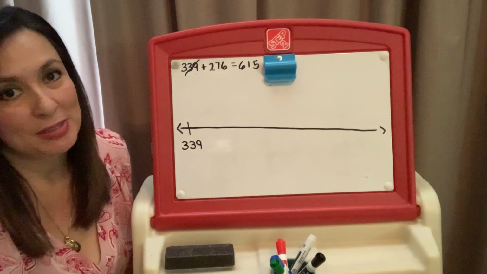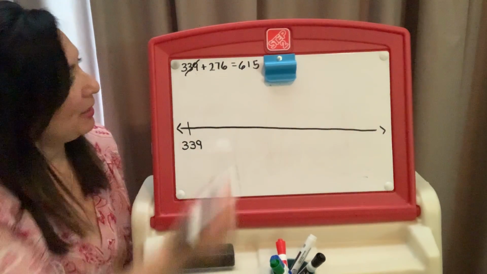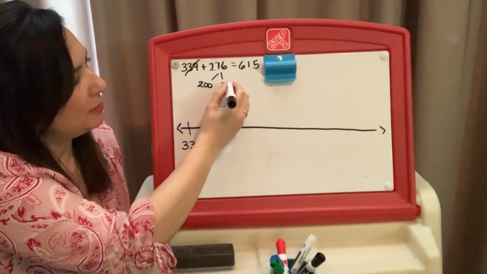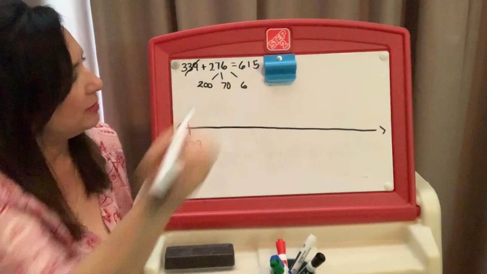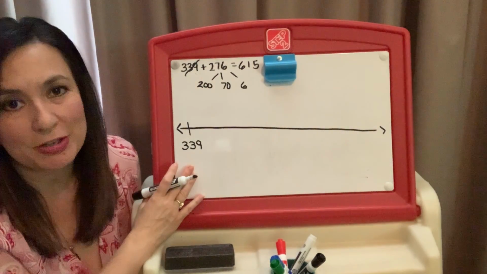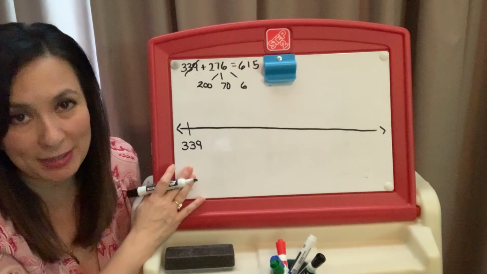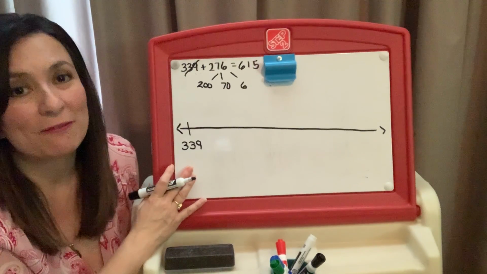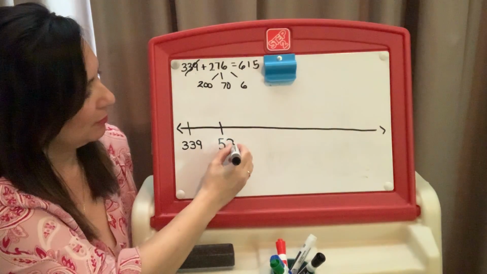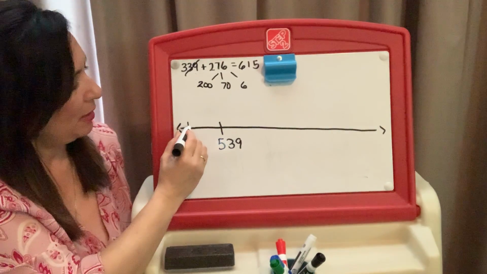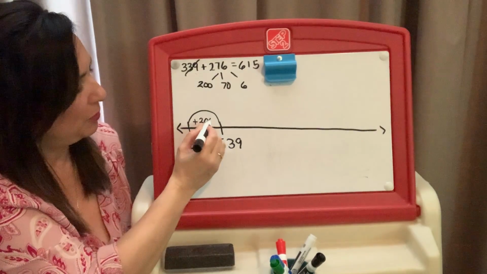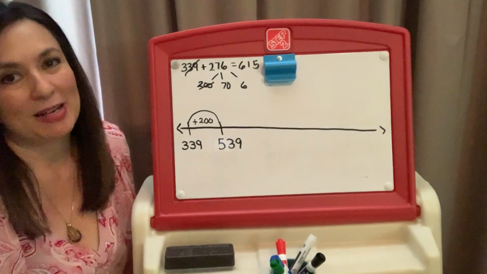Now I'll decompose the other addend, and I'm going to decompose it by place value. 200, 7 tens is 70, and then our 6 ones. First thing I'm going to do is add 200. Well, 339 plus 200 more equals what? Say it, boys and girls, 539. And then I'll draw my jump, and I'll label it plus 200. And I'll cross it off.